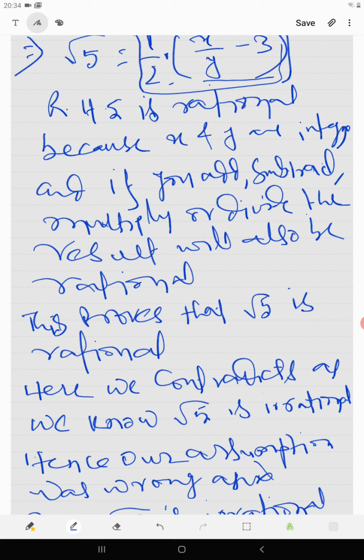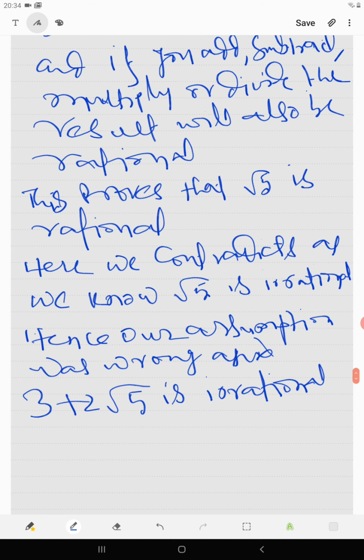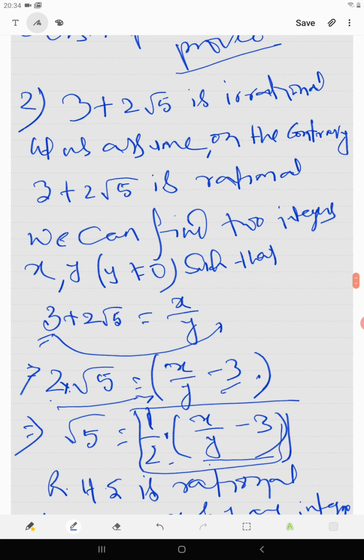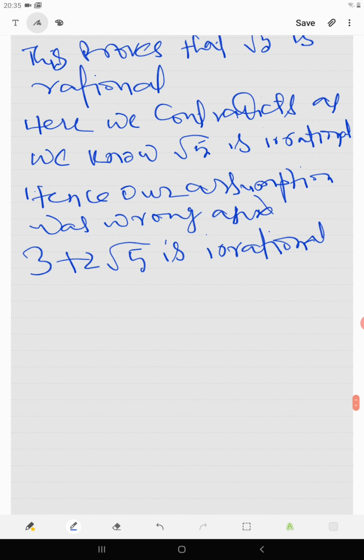Since this whole thing is rational, root 5 is also rational, which contradicts our assumption, because we know that root 5 is an irrational number. So our assumption was wrong. Whatever we initially assumed, that 3 plus root 5 is rational, and we represented it in the form of 3 plus 2 root 5 equals x by y, this line, is not correct. So 3 plus 2 root 5 is irrational, hence proved.